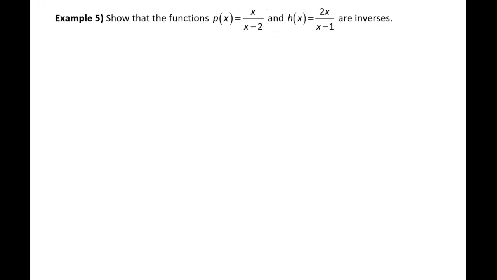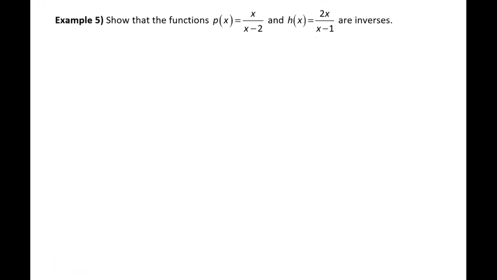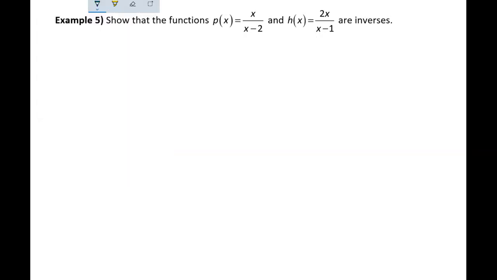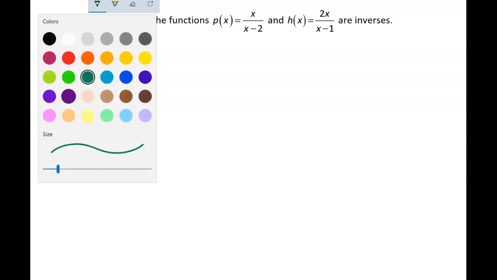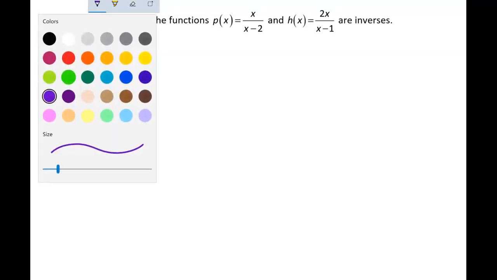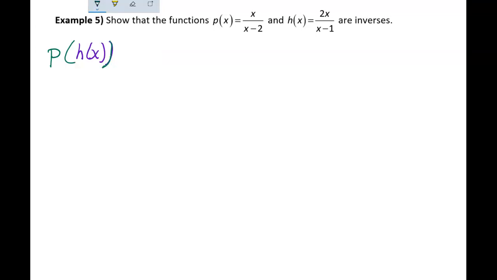All right, now last example here, show that these functions are inverses, and these are rational functions, so it's going to be a little bit more complicated algebra. So let's start with p of h of x, and p of h of x is h of x over h of x minus 2. In other words, we replace all the x's in the function p with h of x's.